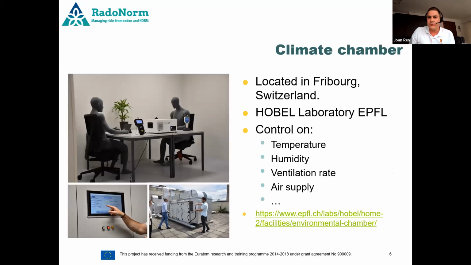Here we can have a look at the climate chamber that we have in Fribourg. This is a fully controlled chamber. We control temperature, humidity, pressure, ventilation rate, and air supply. We can generate, for example, CO2 if we want to conduct studies on CO2, but in our study, we will generate radon within this chamber to simulate indoor conditions. And the intercomparison will take place within this chamber.